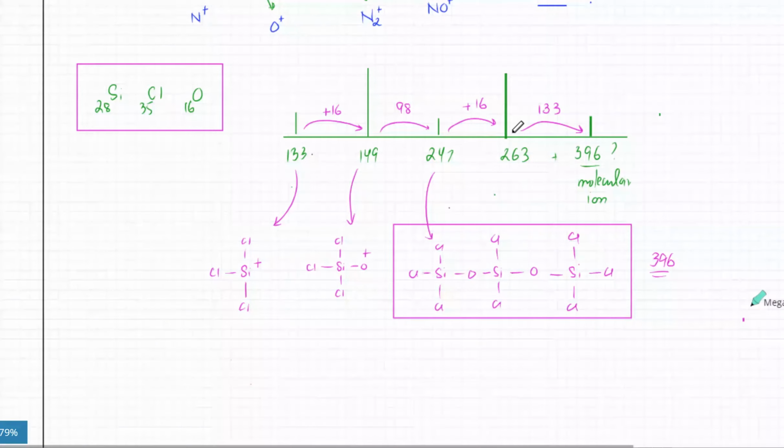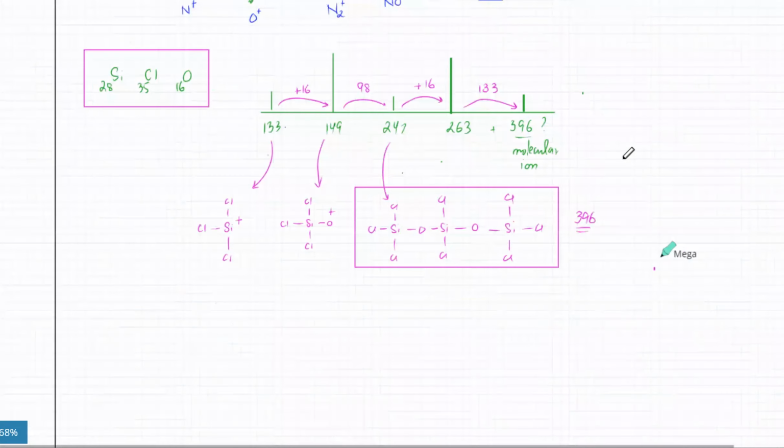So the idea is smaller pieces, you can sort of put them together to make bigger pieces. Bigger pieces you can put together to form the original molecule. Okay. So is this part clear?